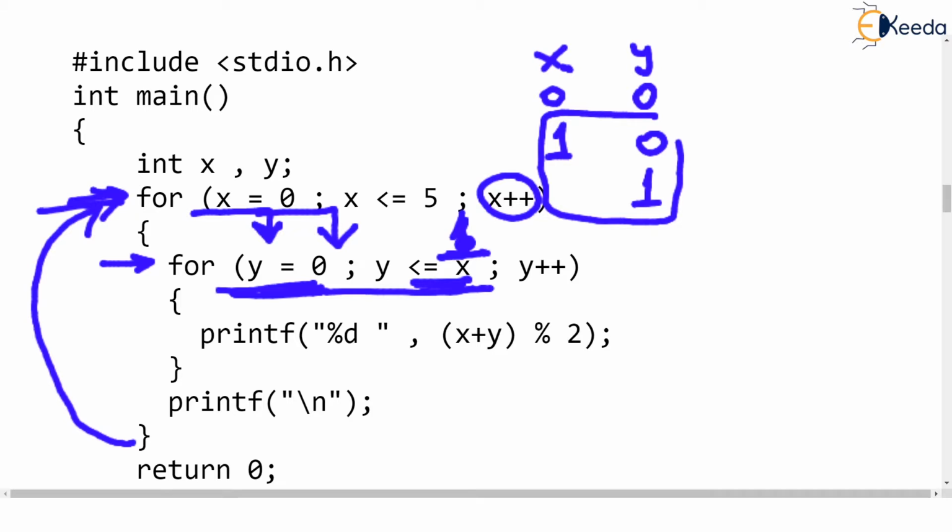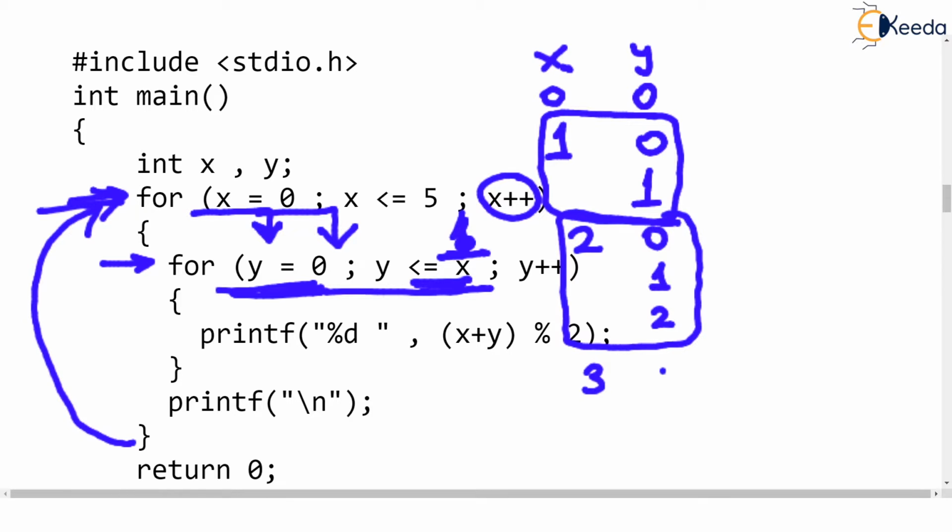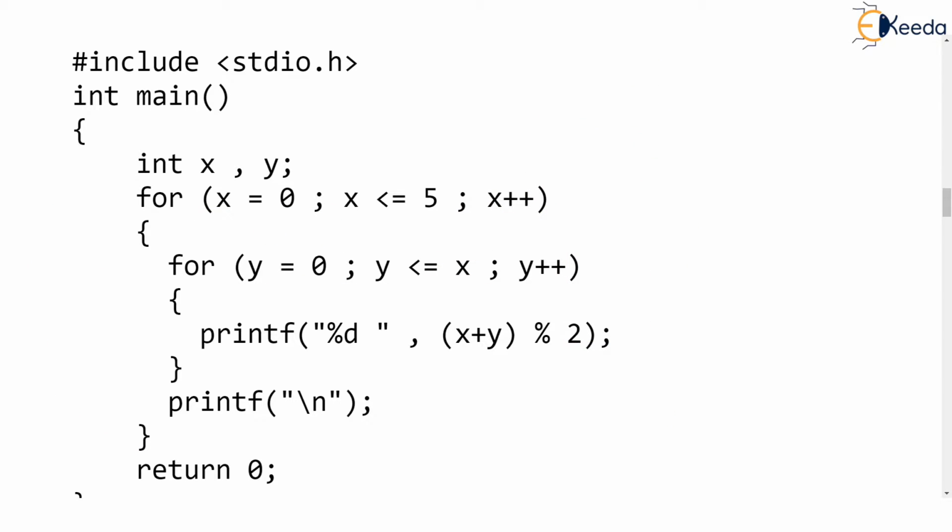So what happens when the value of x becomes 2? The outer for loop has x equal to 2. When x is 2, y will count from 0 to x. So y will be 0, then 1, then 2. Isn't it so? So what will happen when x becomes 3? y will count as 0, 1, 2, 3. And similarly, when x is 4, y will count from 0 to 4, and when x is 5, y will count from 0 to 5. I hope you are understanding.